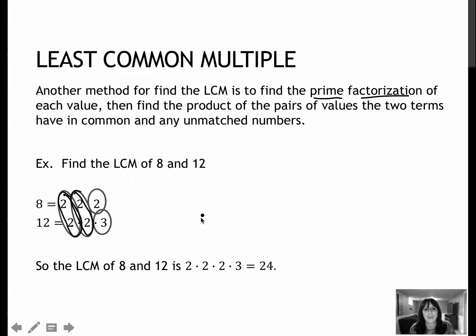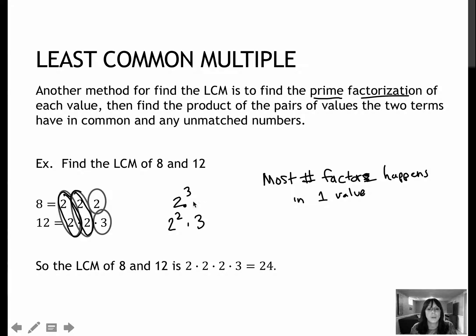Another way to think about this, because this will get tricky when we get to 3 numbers or 4 numbers, is this is 2 to the third, and this is 2 squared times 3. So I want the most number of times a factor happens in one number or in one value. So 2 happens 3 times here and twice here. So the most is 3 times, so 1, 2, 3.